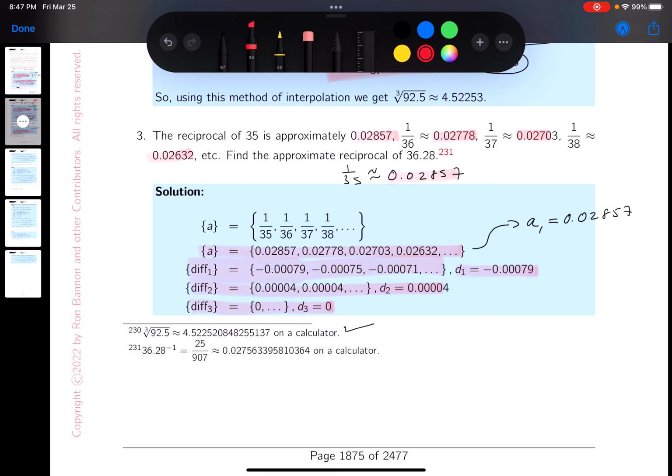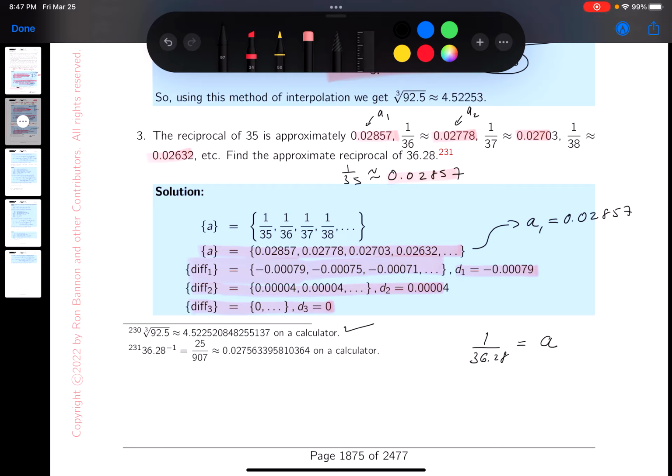So then the question is what do they want to know? Well, they want to know the reciprocal. I'll write this over here, 36.28. So that's going to be A something. Let's take a look at it. So this is the reciprocal of 35. This is going to be A1. This is going to be A2.